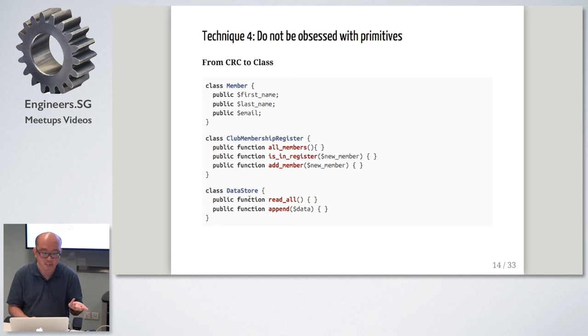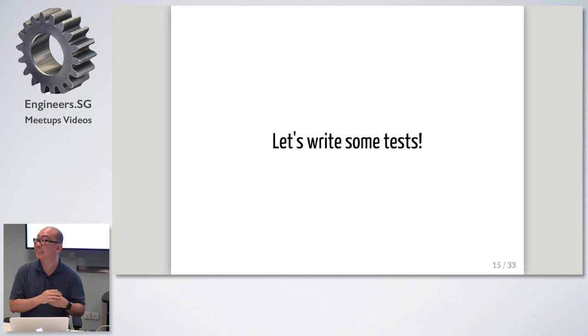And then we have data store, which has a read-all function and an append function, which appends the data into the CSV file. And then the heart of our application, which is the one we will eventually use, is add member, and add member will collaborate with is-in-register, and all-members will pull all the members and check whether it's in the register, right? So, do you understand so far? Are you with me so far? Cool. Right, so let's write some tests.